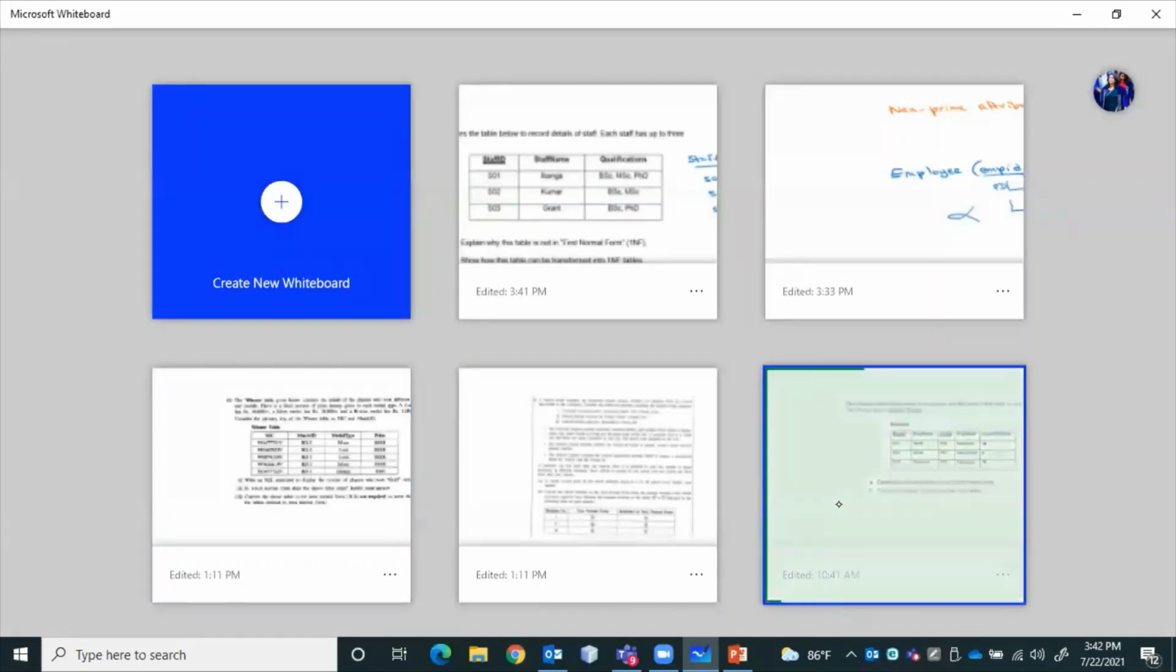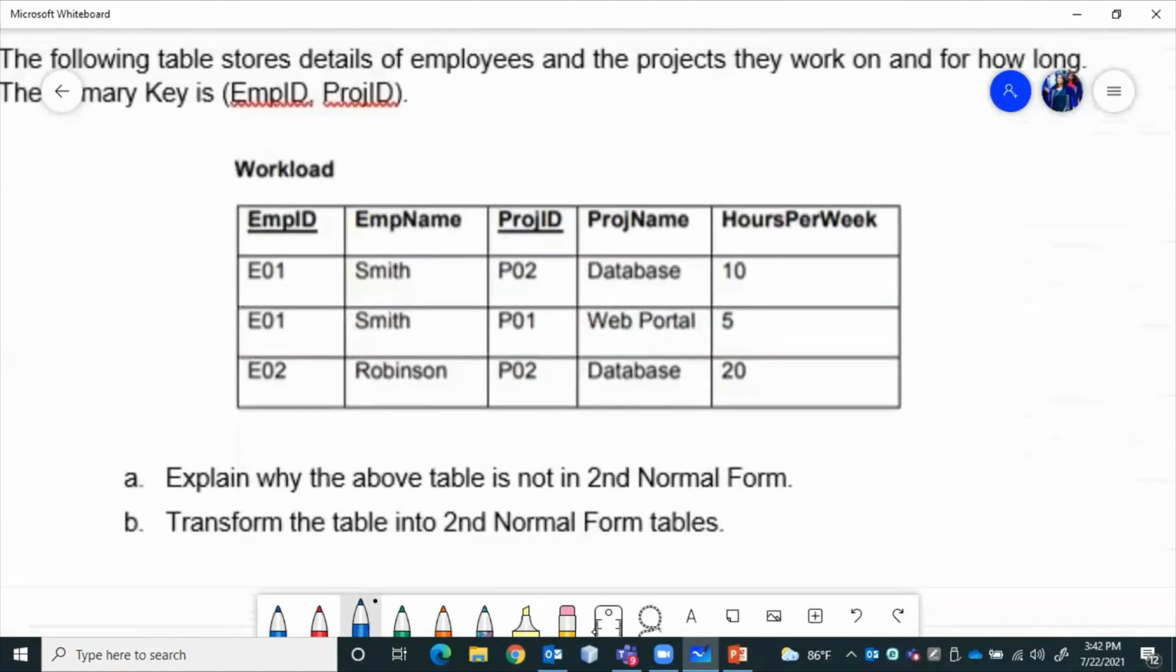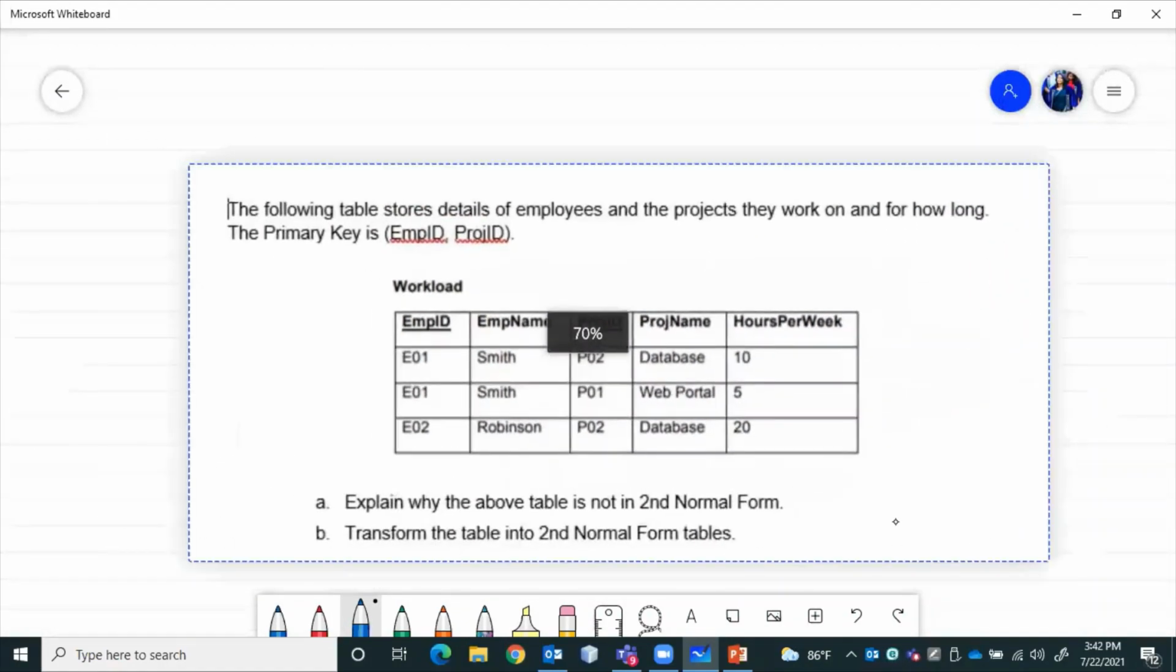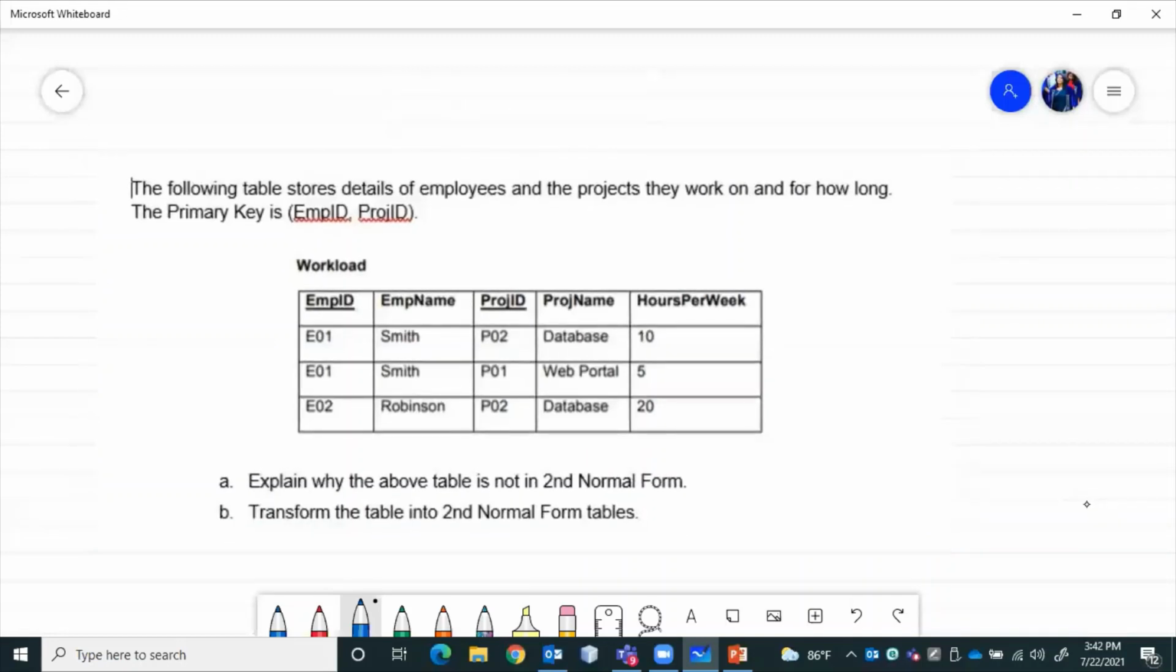Okay, look at this. The following table stores details of employees and the projects they work on and for how long. Here the primary keys are employee ID and project ID. The relation name is Workload. So here we have employee ID, employee name, project ID, project name, and hours per week.